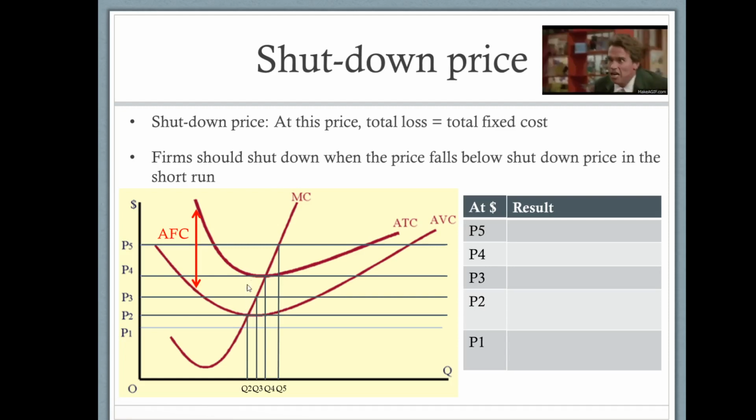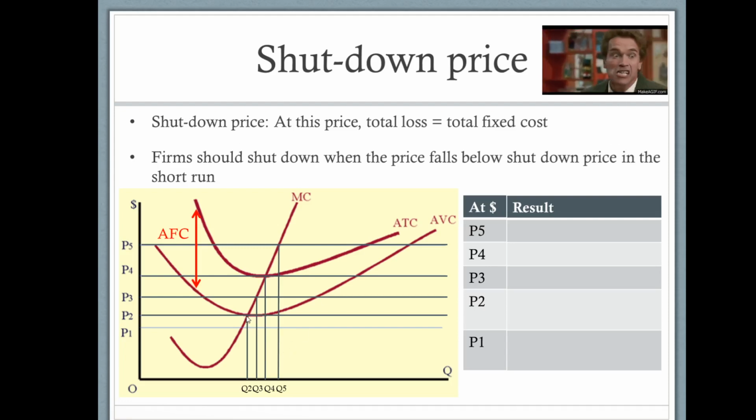This distance here, and this distance here, that's your average fixed cost. If you do the multiplication, you will see that it is your total fixed cost. So with that being said, it proves that this is correct.